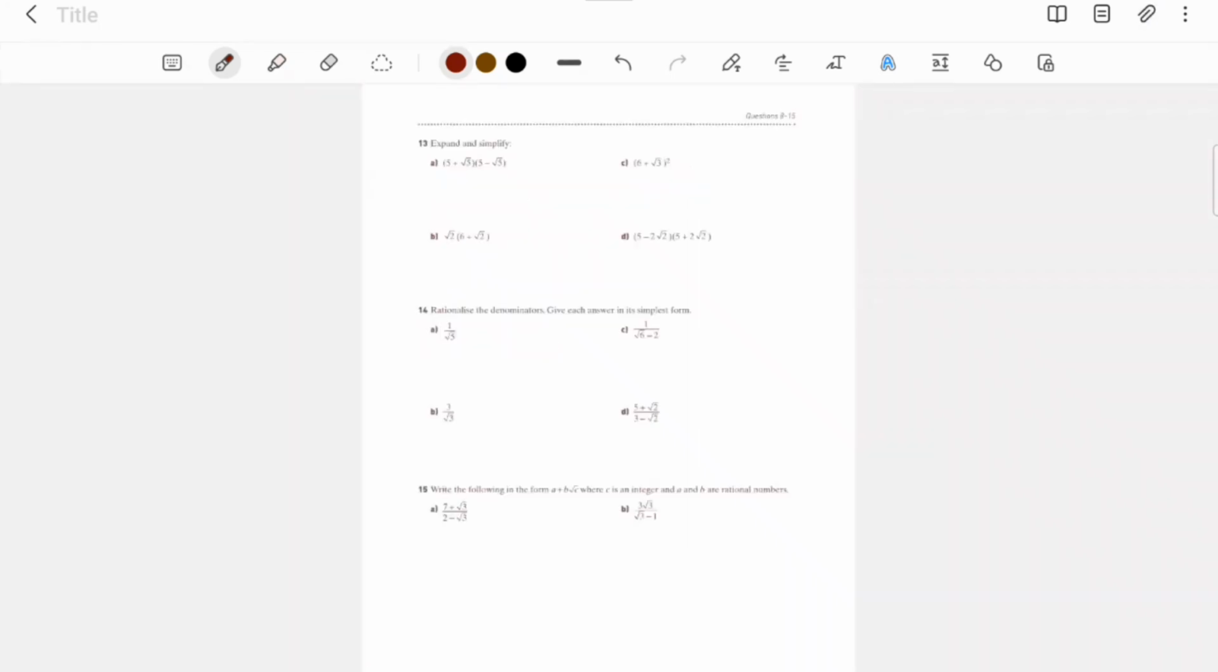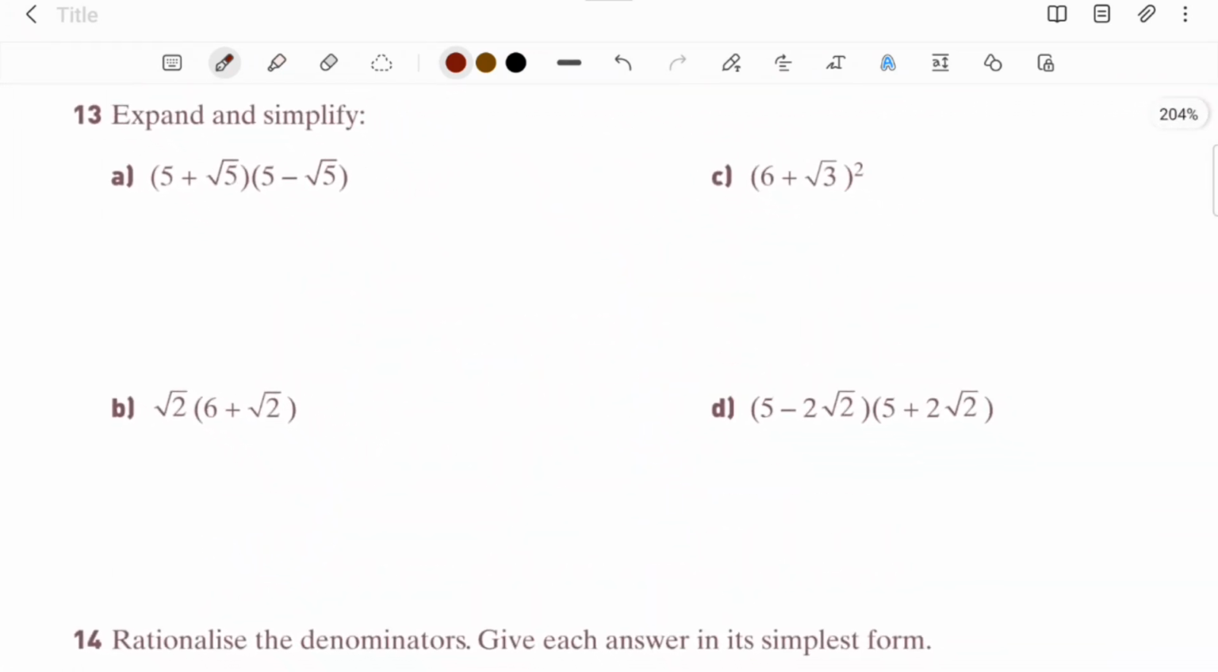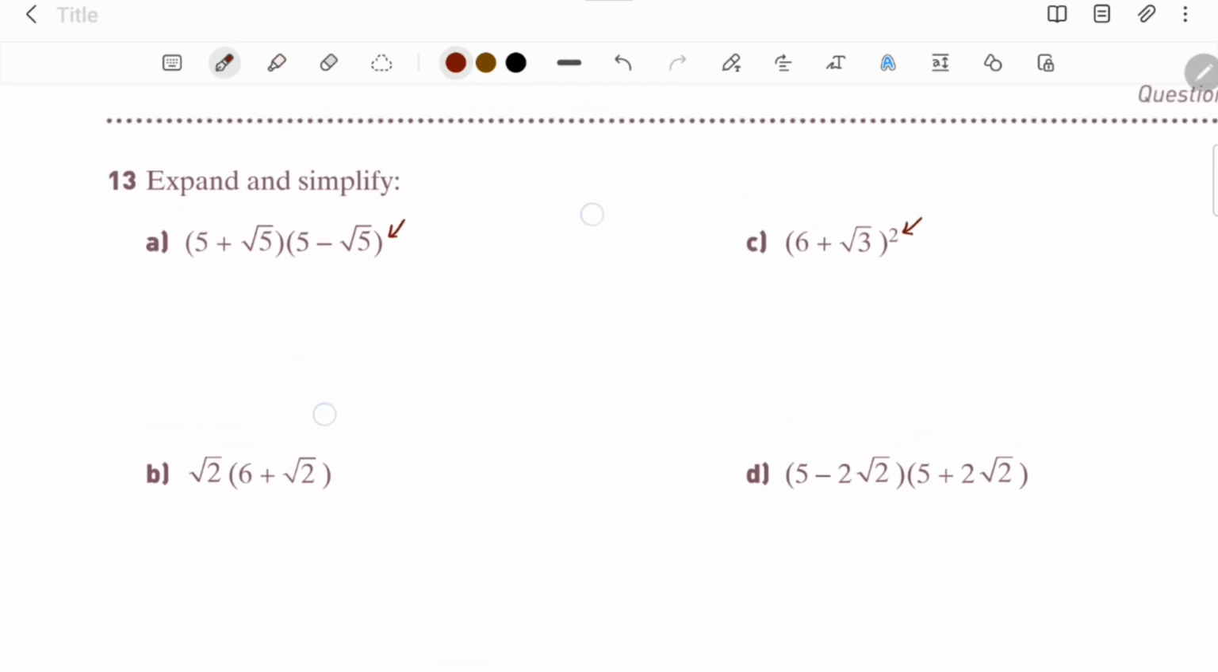Let's move on to the next page. Okay, question 13 is expand and simplify. So expand means we have to remove all those brackets, remove all those powers.